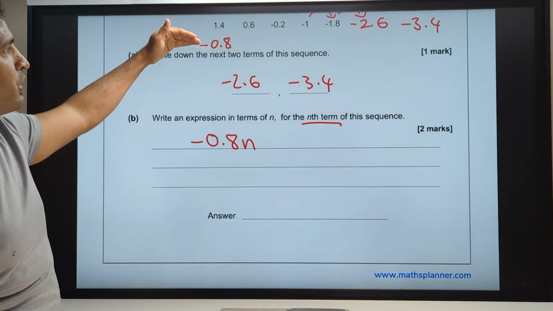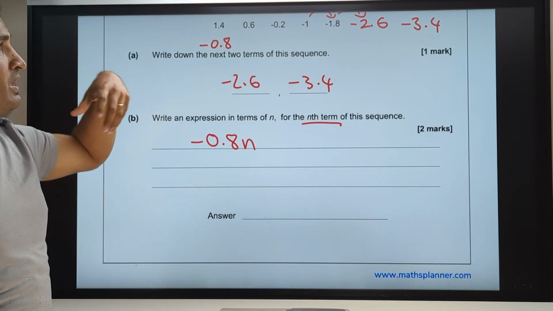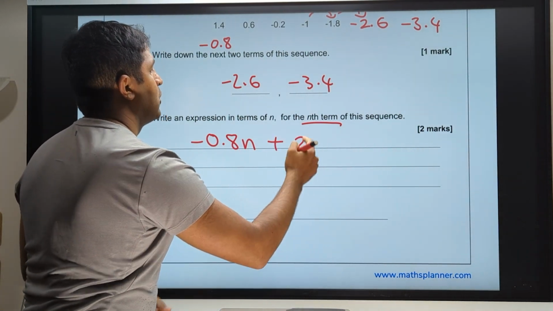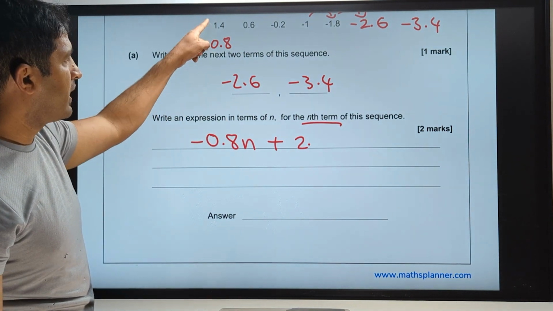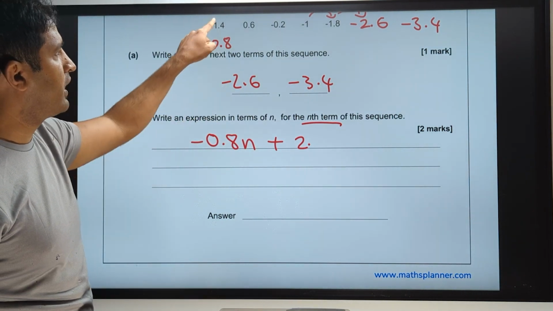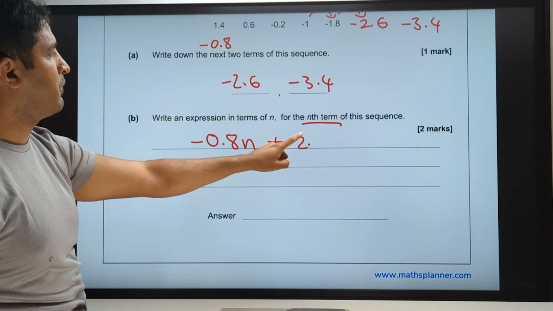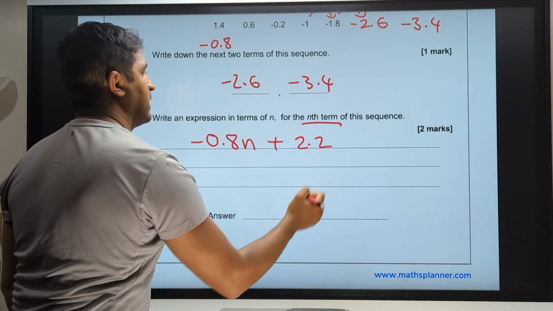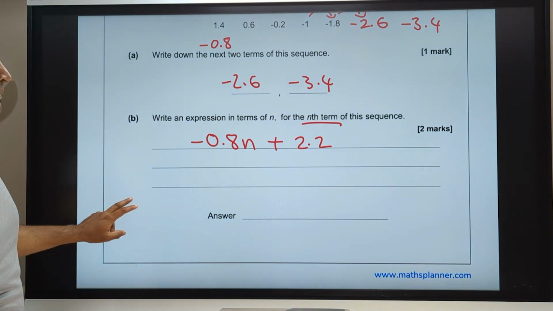So I need to add 0.8 and 1.4. That means I need to add 2.2 to get to that first term here. When you replace n with 1, my first term has to be 1.4. If I add that 2.2, I would get that. Okay, so that's my nth term formula.